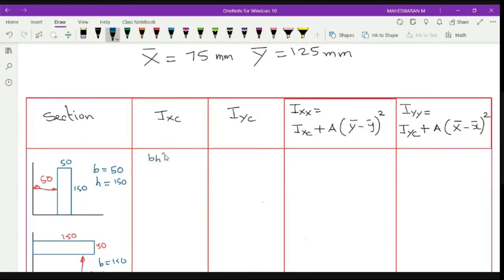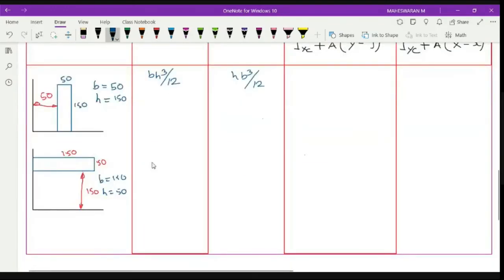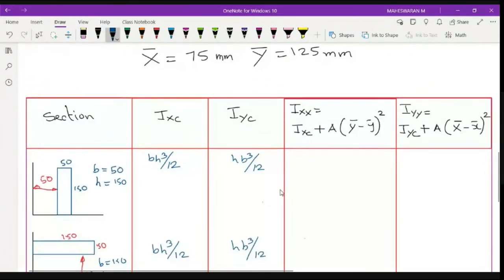This is BH cubed by 12. This is HB cubed by 12. Similarly, when you come here, this is also BH cubed by 12, and this is HB cubed by 12. The easiest way to solve these three problems quickly is creating a formula in a calculator. Think about it, all are rectangles, so your formula is similar. One formula is enough to solve all these things.